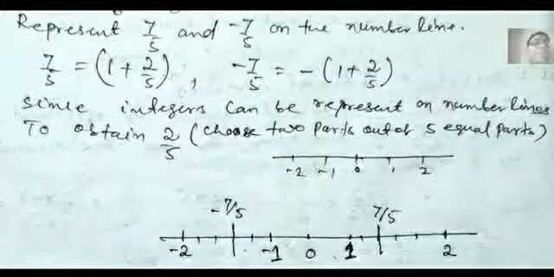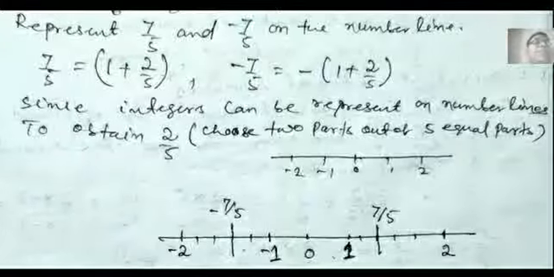Clear? Now you have already come to 1, so you have to take 2 by 5, meaning two out of 5. So 5 divisions are made. Go on counting up to 2 parts, the second part, so after 1, 2 spaces is equal to 7 by 5. Similarly, on the negative side, it is also 2 spaces, as shown in the drawn line, that is minus 7 by 5. So 7 by 5 and minus 7 by 5 are shown on the same number line.